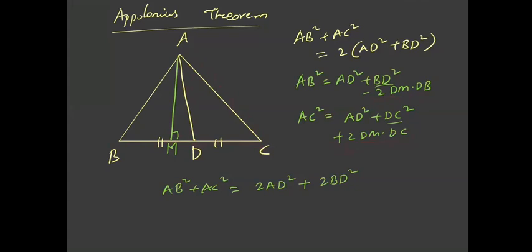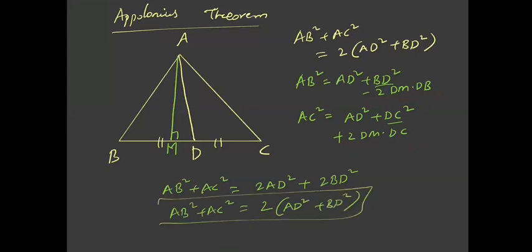So if we add this, then these two get cancelled. That is, minus 2 DM DB and plus 2 DM DC get cancelled. So we will be left with AB square plus AC square is twice of AD square plus BD square. So now you can find the length of median AD. Similarly, you can use this theorem to find out the length of medians BE and CF.